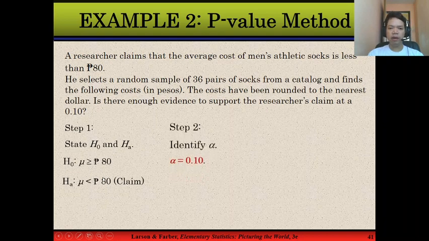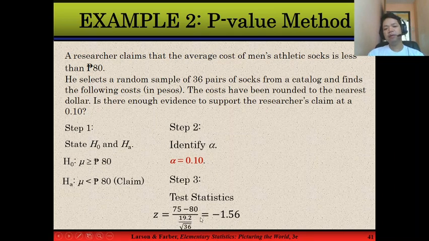Step 2, alpha level 0.10 given. Step 3, test statistics. Given naman na lahat to, except lang yung sample mean at saka yung standard deviation ng sample. Ito kinompute na. So kapag kinompute mo yung sample statistics niya, sample mean niya 75. Ang sample standard deviation niya 19.2. So, substitution lang. So, you have a z-score of negative 1.56.